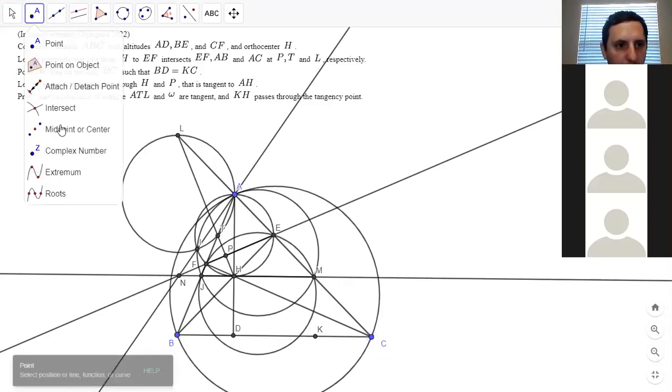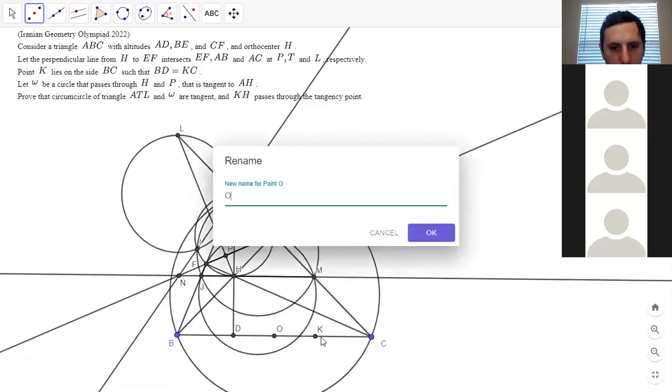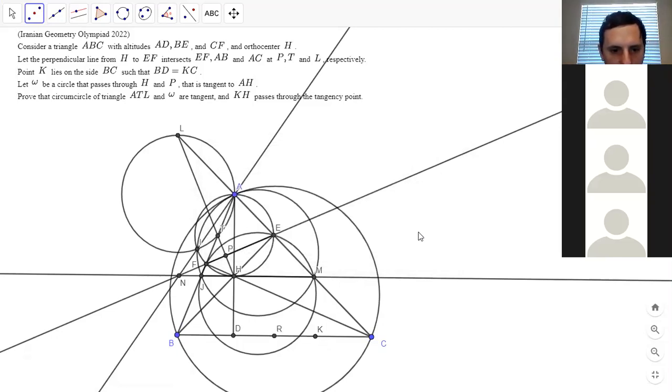Maybe I could draw the midpoint of BC. I don't know if that would help, but so we know that O is the midpoint. Let's call it something better. Maybe we should consider the cross ratio BCDK. Okay.